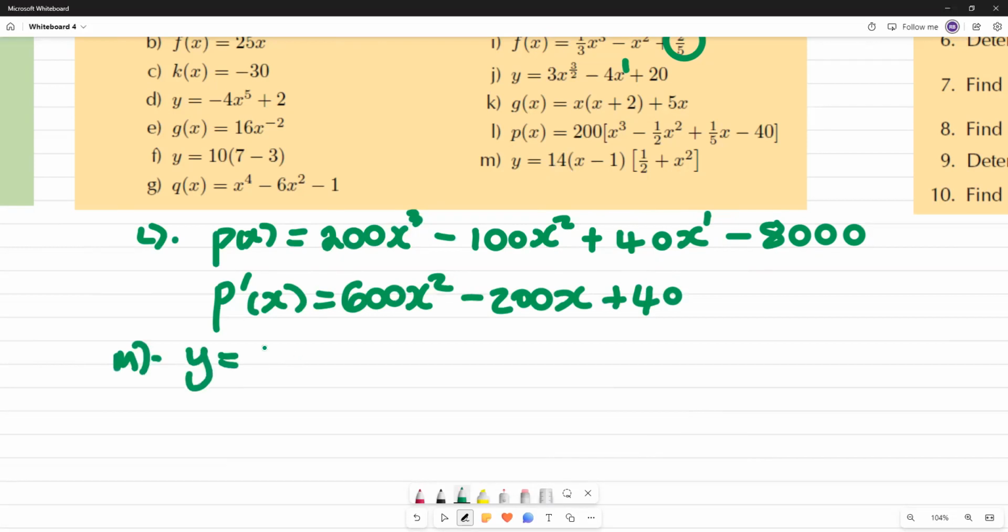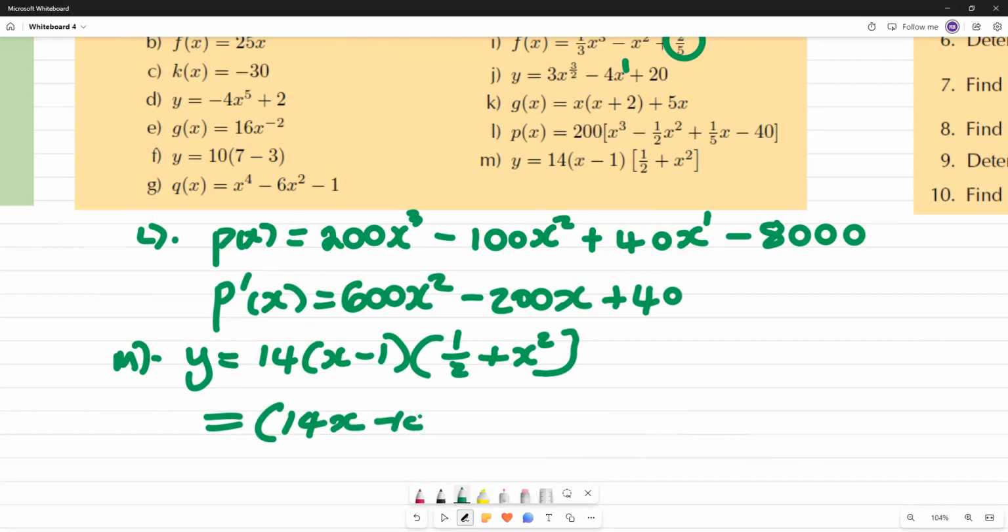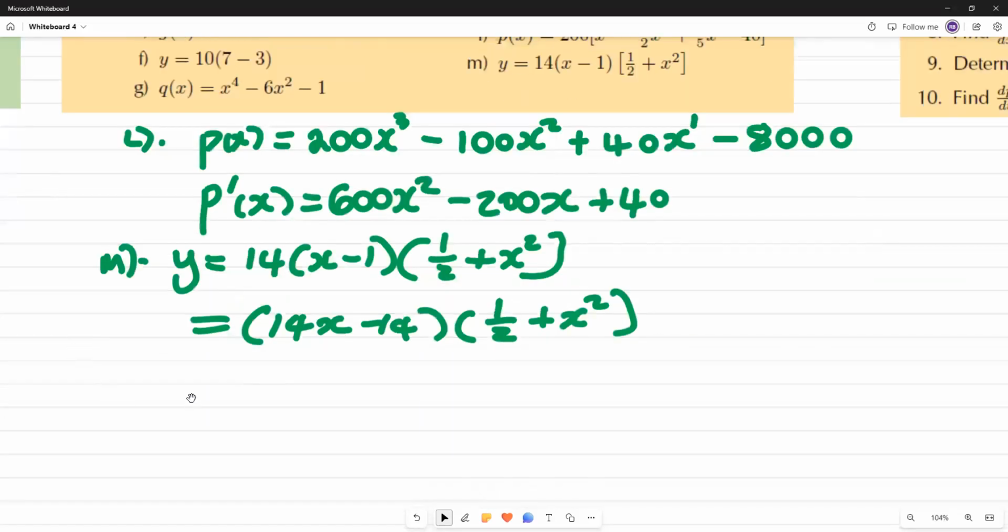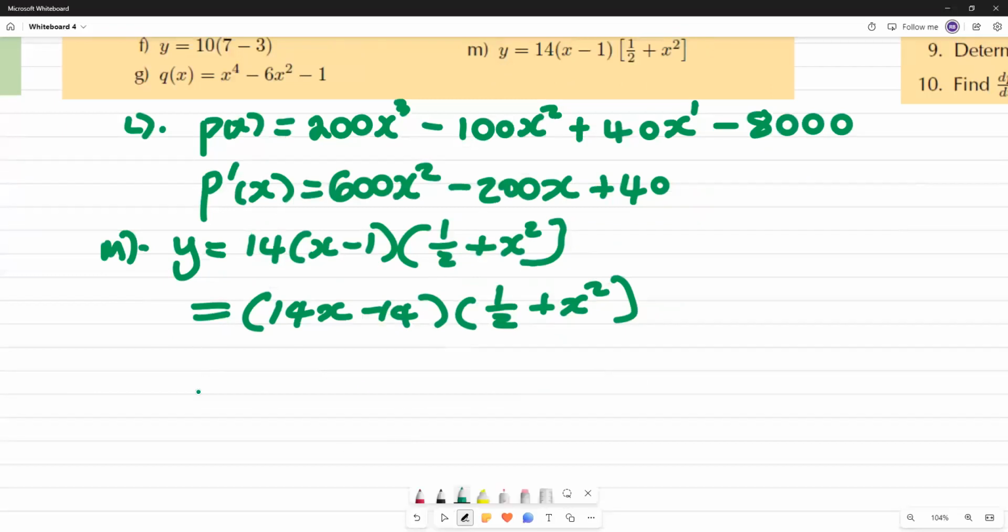We have y equals 14, x minus 1, then you have half plus x squared. I'm going to firstly multiply 14 into the first bracket. So I have 14x minus 14. Then this gives us half plus x squared. Remember, we need to remove the brackets first before we can differentiate. So now here I'm going to have 14 multiplying this and that. Half times 14x gives us 7x, right? And then 14x times that gives us 14x cubed.